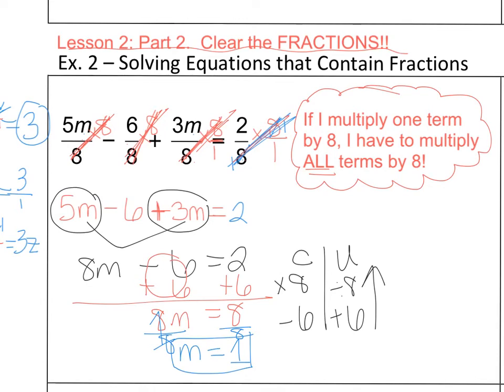Okay, I can check that by saying 5 times 1 is 5, minus 6 is -1, plus 3 times 1 is 3, and then don't need that variable. 3 times 1 is 3. -1 plus 3 is the positive 2. Okay, so checked out good. So let's try the other one. It's a little bit more tricky.